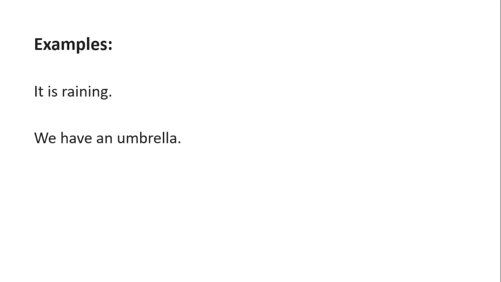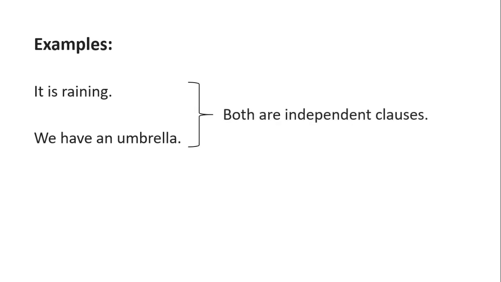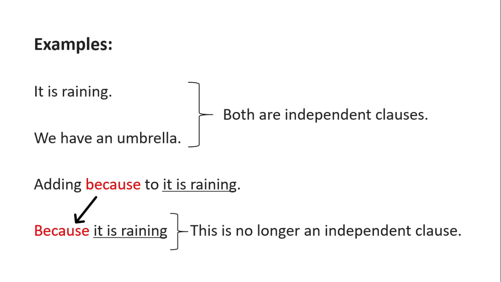Examples. We can see two sentences: it is raining. The other one is, we have an umbrella. These both are independent clauses. But if we add because to the first sentence, it is raining, it will no longer be an independent clause. It will become a dependent or a subordinate clause.